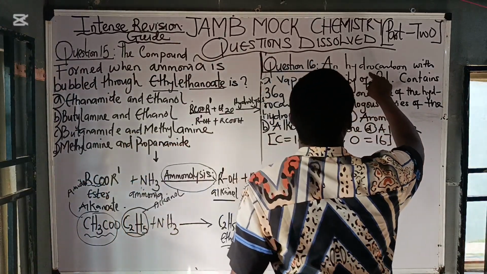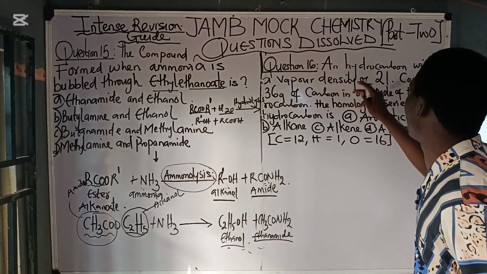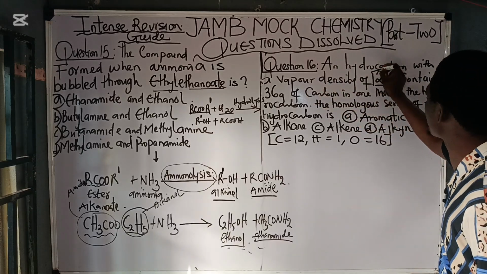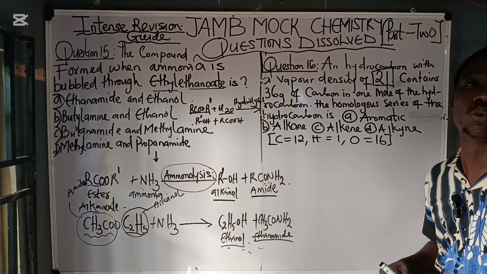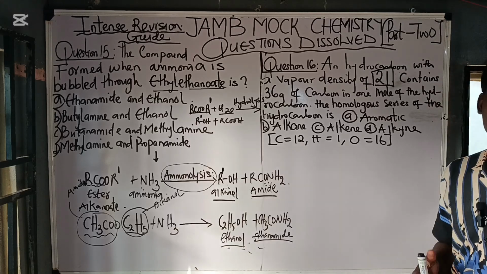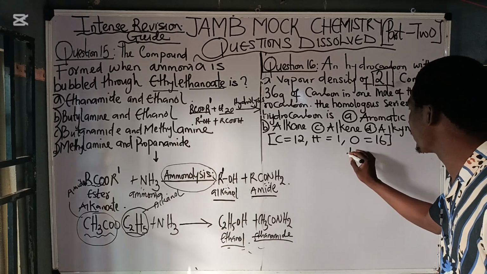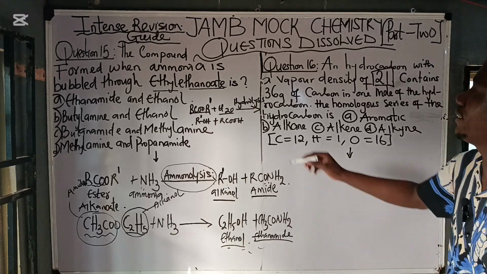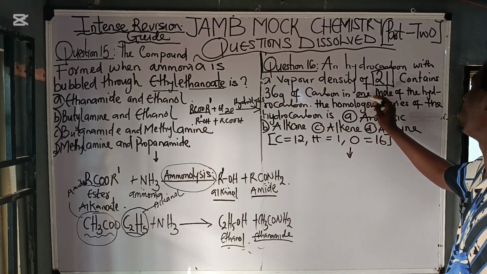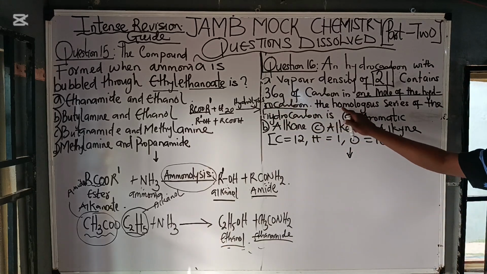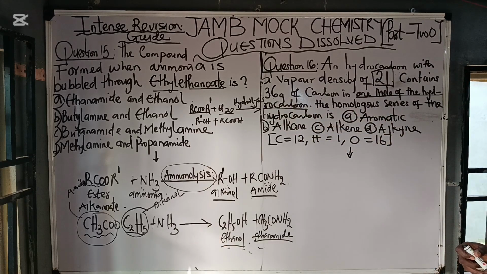A hydrocarbon with a vapor density of 21. The reason for giving you vapor density in this question is to get the what? The relative molecular mass of the hydrocarbon. Yes, that's why they gave you the vapor density. It contains 36 grams of carbon in 1 mole of the hydrocarbon. Watch this question carefully. The homologous series of the hydrocarbon is what?